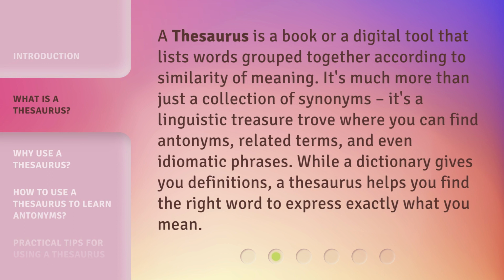A thesaurus is a book or a digital tool that lists words grouped together according to similarity of meaning. It's much more than just a collection of synonyms. It's a linguistic treasure trove where you can find antonyms, related terms, and even idiomatic phrases. While a dictionary gives you definitions, a thesaurus helps you find the right word to express exactly what you mean.